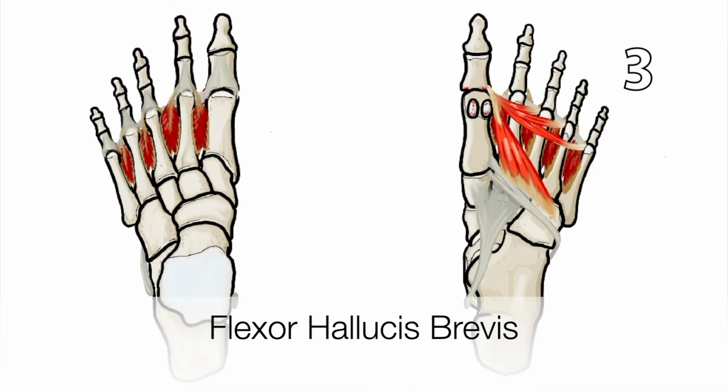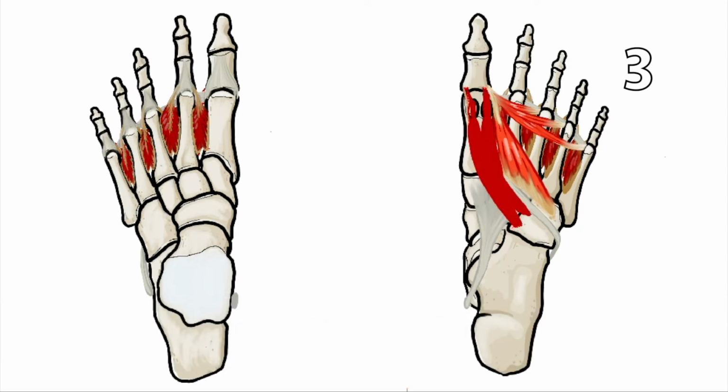Flexor hallucis brevis originates from the plantar or inferior surface of the cuboid and lateral cuneiform. It has 2 heads which travel towards the big toe, and each head embraces a sesamoid bone before inserting into the plantar aspect of the base of the proximal phalanx of the big toe.